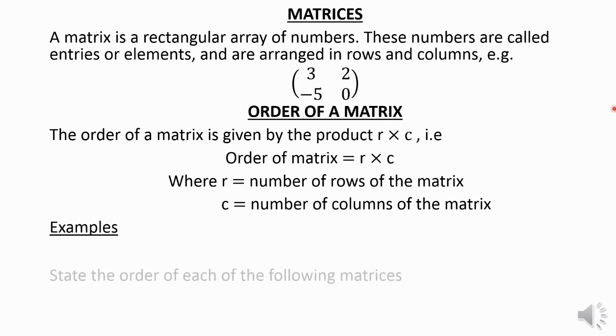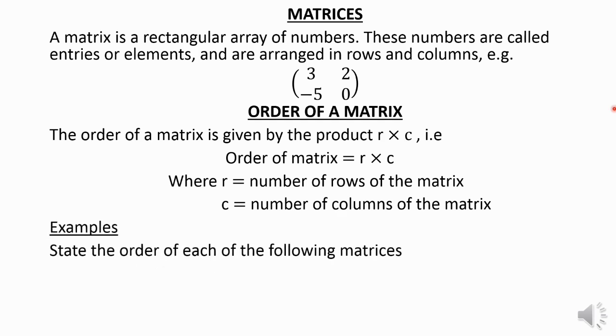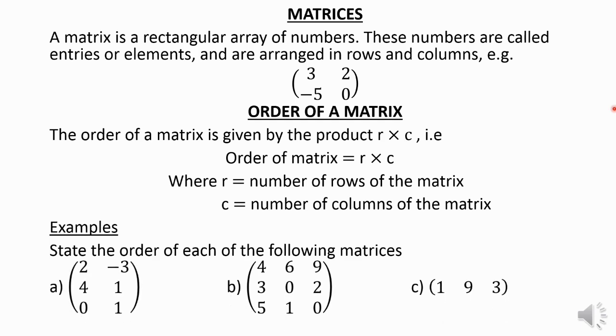Now here I want us to look at these examples. State the order of each of the following matrices. So I've got matrix A there, matrix B and matrix C. How do we write the orders of these matrices?